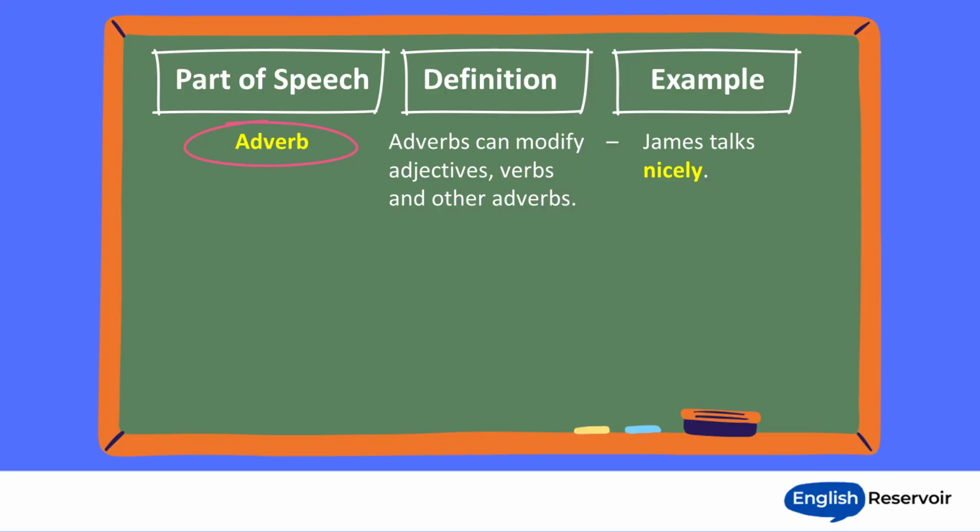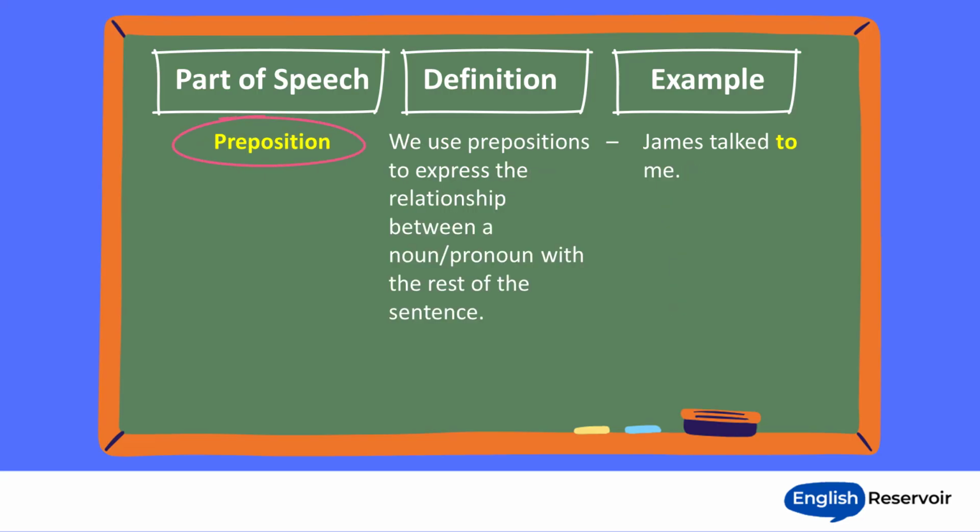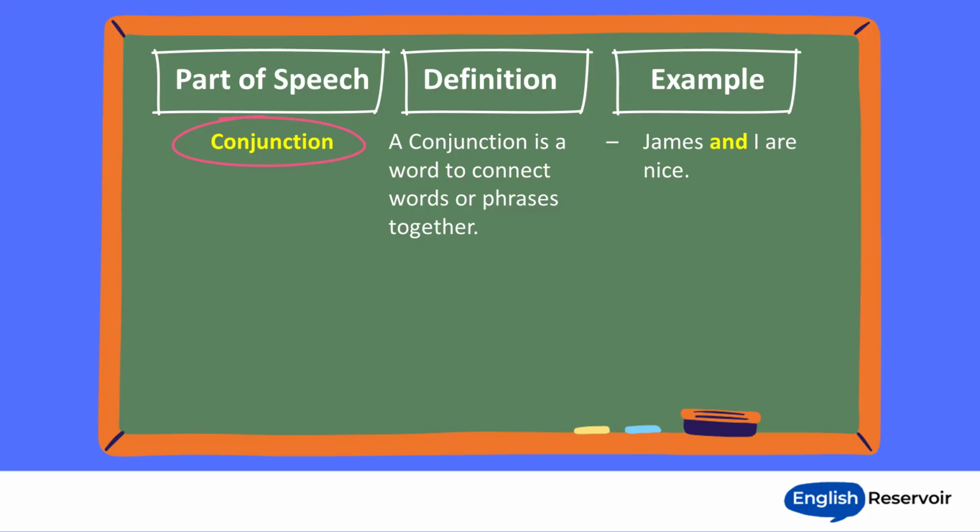Adverb. Adverbs can modify adjectives, verbs, and other adverbs. James talks nicely. Preposition. We use prepositions to express the relationship between a noun, or pronoun, with the rest of the sentence. James talked to me. Conjunction. A conjunction is a word to connect words, or phrases, together. James and I are nice.